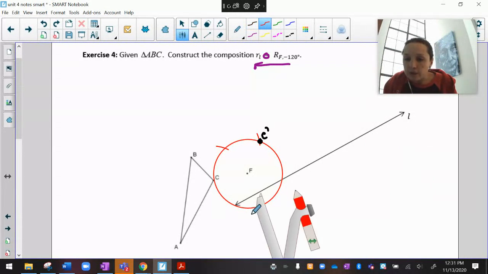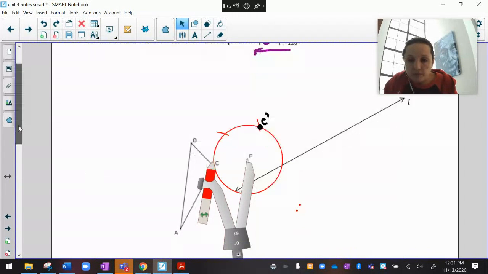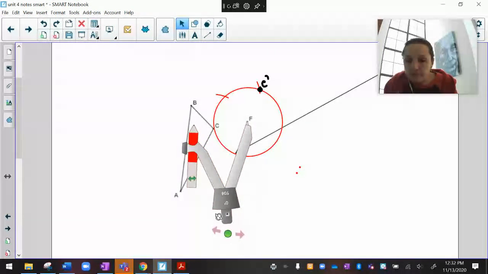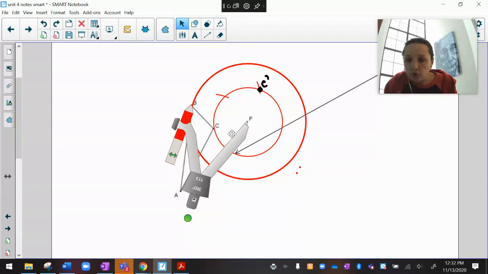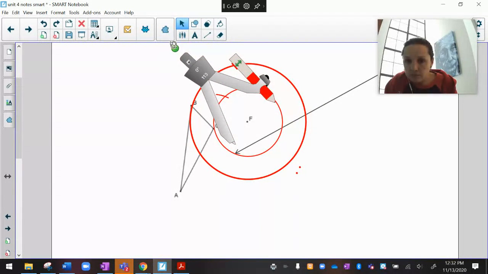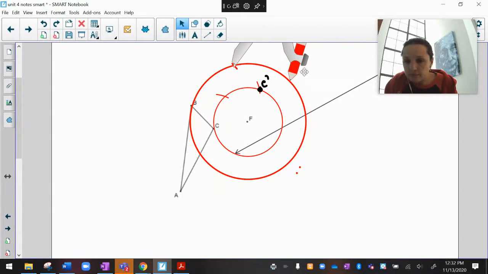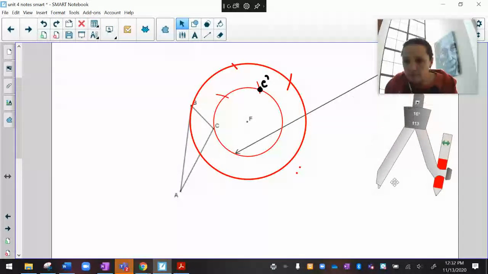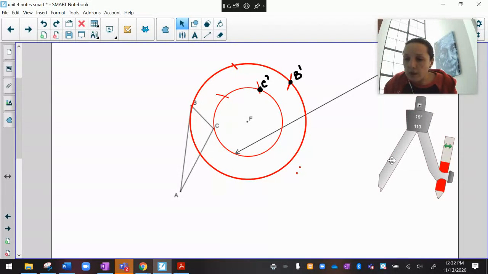And I'm going to do B and A next. You know, if my compass would ever work. So open up to B, draw a circle, and then put 2 arcs on the circle. There's B prime. And then same thing with A.